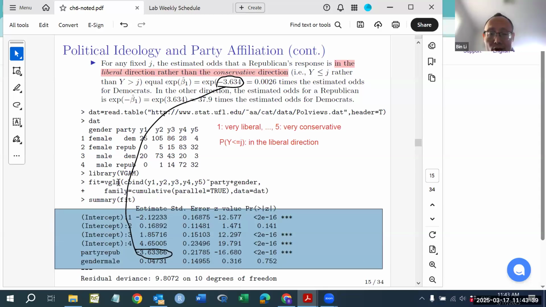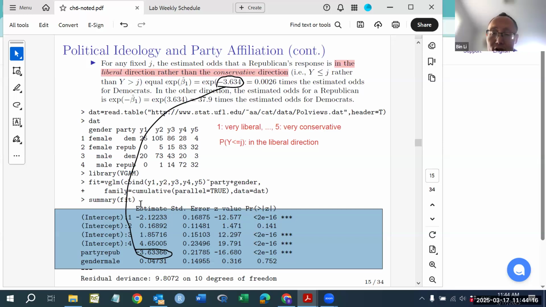And still, I use the VGAM library. This library is very good for those multi-category Logit models. And here, this is the data set. 1 is very liberal, 5 is very conservative. And we use vglm. This time, we have the party plus gender, right? The family is cumulative. Okay, and parallel equals true.